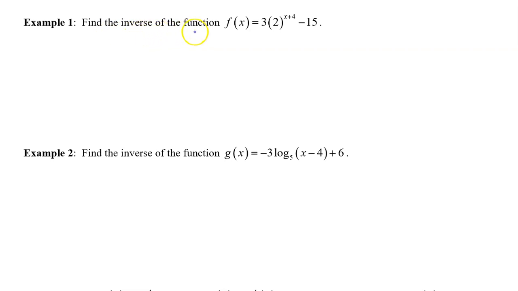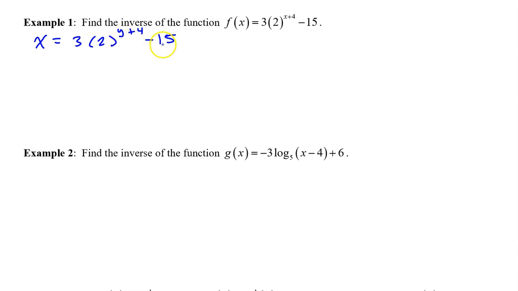Example 1. To find the inverse of a function, you switch x and y, and then you solve for y. f of x is basically y. So when I switch x and y, I'm going to have x is equal to 3 times 2 to the y plus 4 power, minus 15. Now I just need to solve for y.